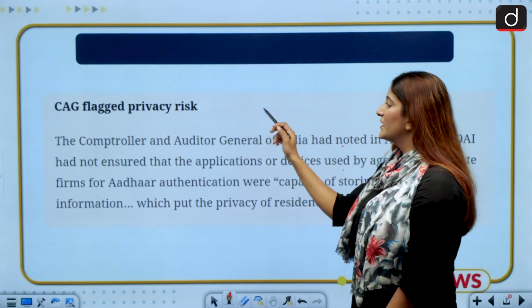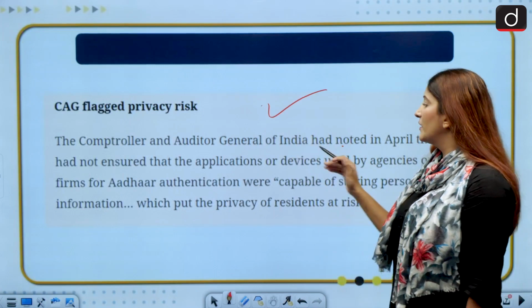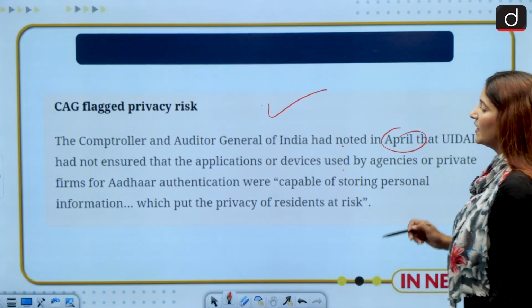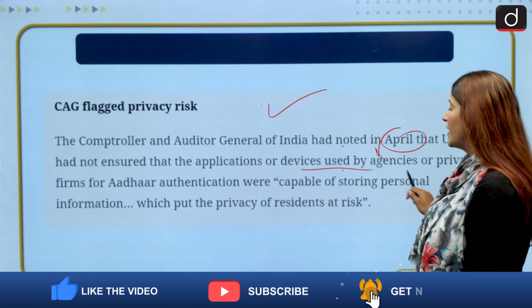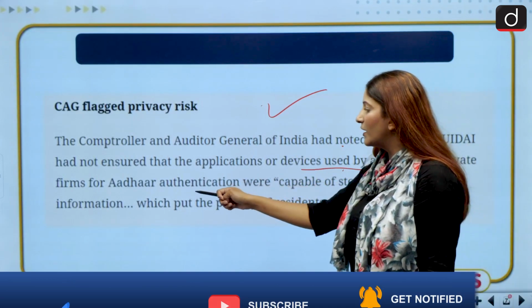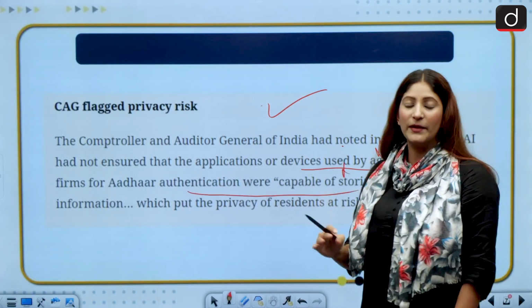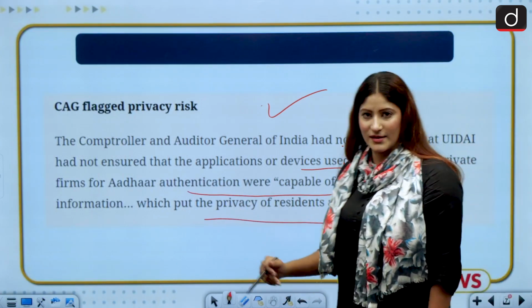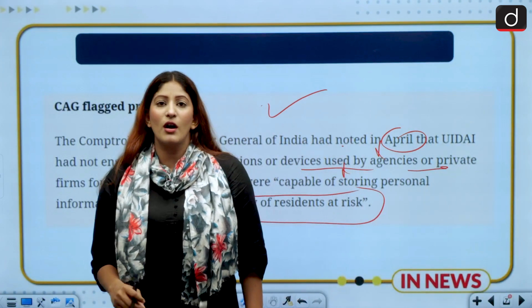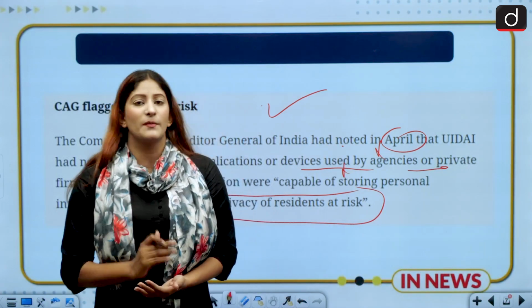Now let's talk about CAG's privacy risk flagging that was given in the month of April, that UIDAI had not ensured that the devices or applications used by agencies or private firms for Aadhaar authentication were capable of storing personal information in an encrypted form, which has put the privacy of residents at risk. Also, because of the upgradation of skills with respect to hacking, this is a problem.